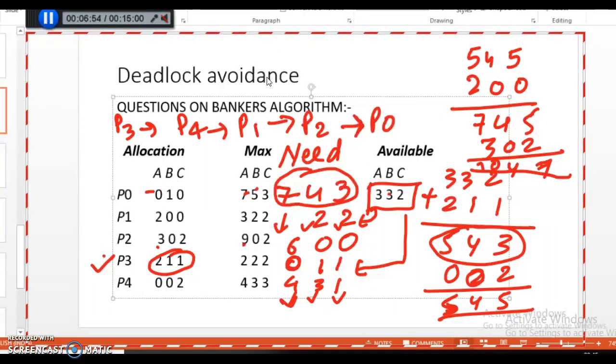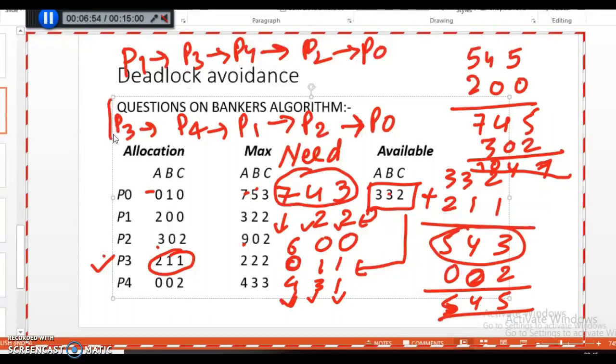There can be multiple sequences here. We can also run P1 first, then P3, then P4, then P2, then P0. So you have to just try permutation and combination to find the safe sequence, and this is a safe sequence.